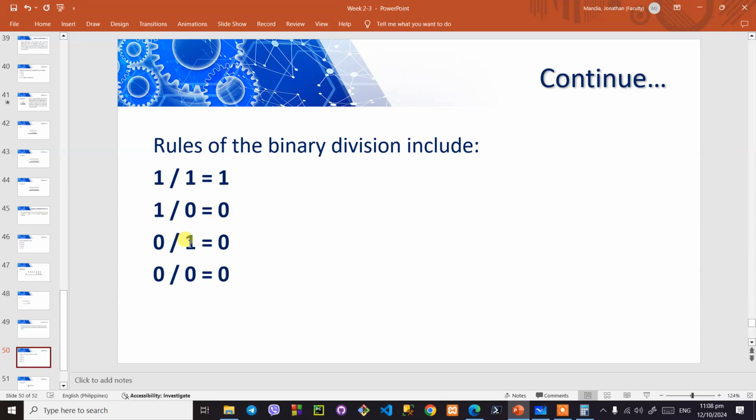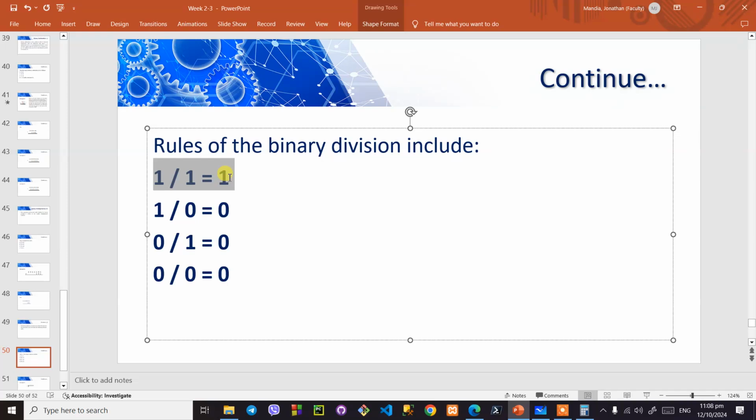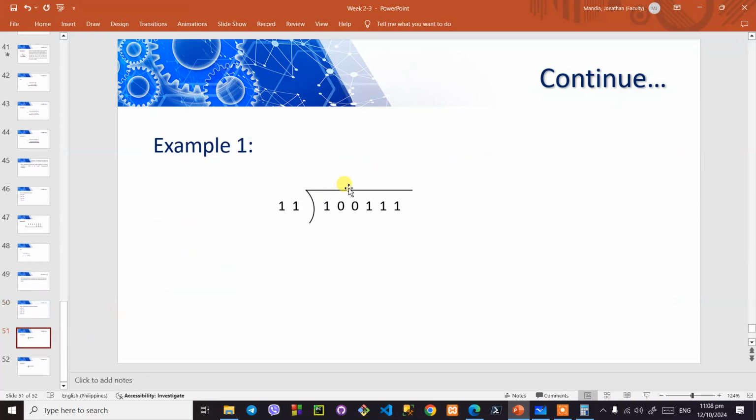0 divided by 0 is 1. Then 0 divided by 1 is 0. Then we have 0 divided by 0 is also 0. Okay, so that is the rule. Only one has a 1 here when you divide by 1. Okay? So we have here an example of 1 1 and we have 1 0 0 1 1 1.